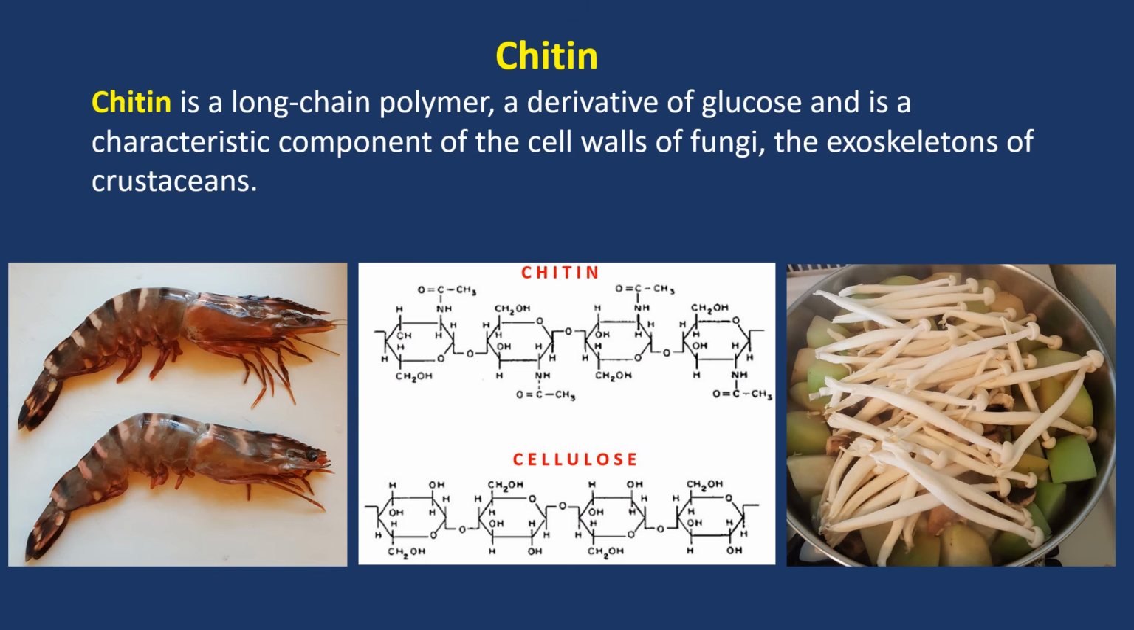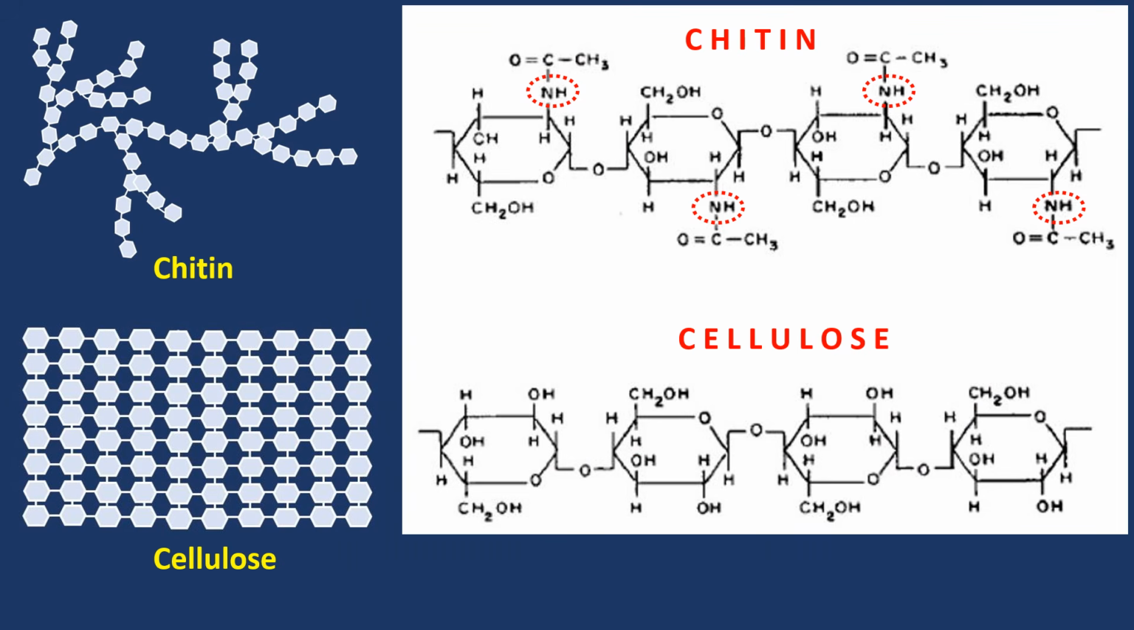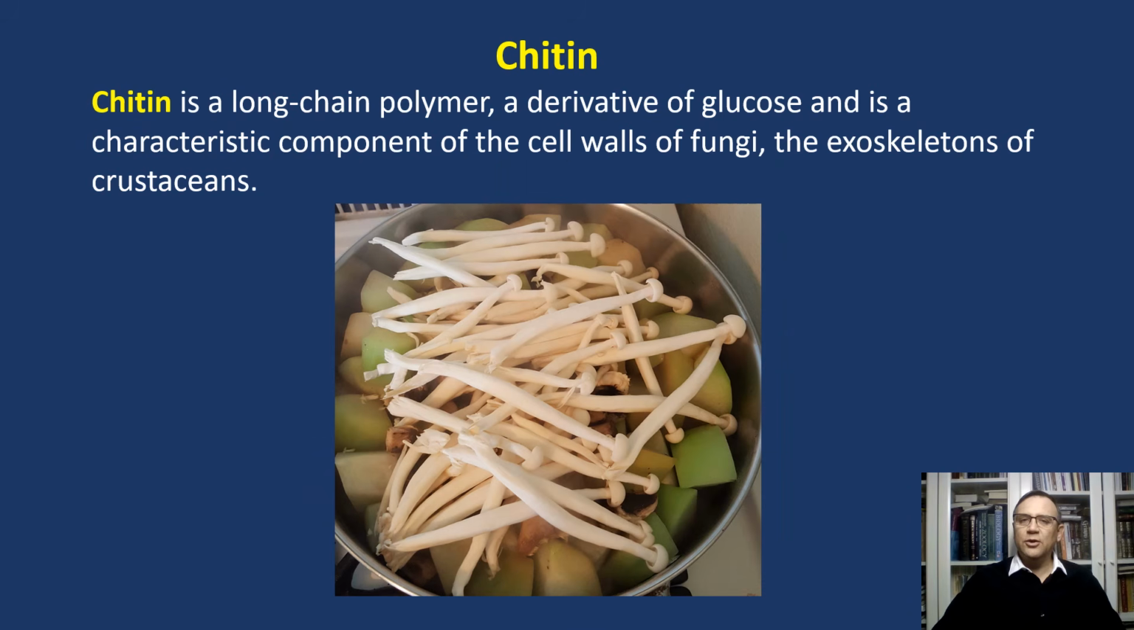Another carbohydrate polymer that we cannot digest is chitin, a derivative of glucose and a characteristic component of cell walls of fungi and the exoskeletons of crustaceans. Chitin is a polysaccharide containing nitrogen. Chitin belongs to the biopolymer group, and as you can see on this slide, its fibrous structure is similar to cellulose. While humans cannot digest chitin, eating foods that contain chitin, such as mushrooms, can still provide some benefits for digestive health.